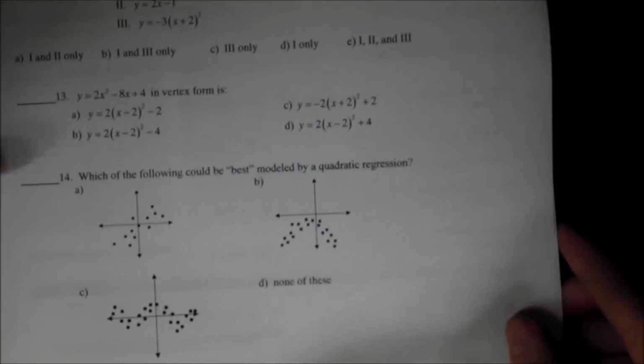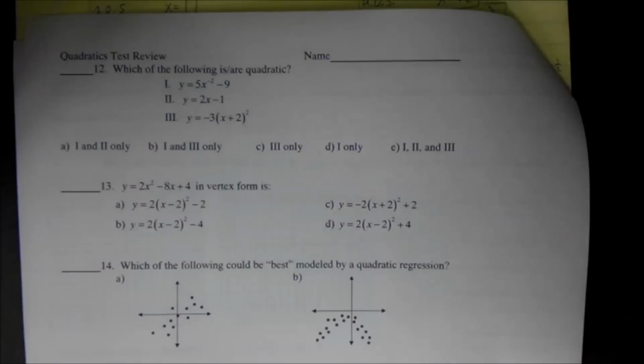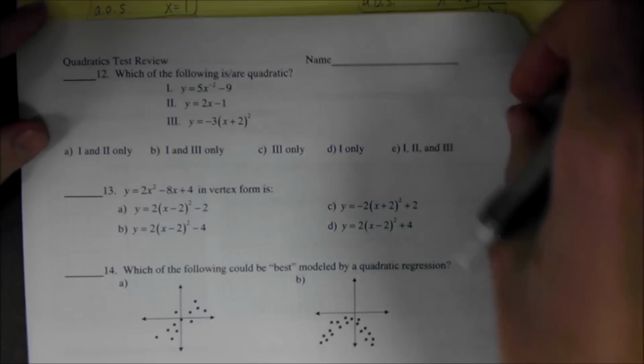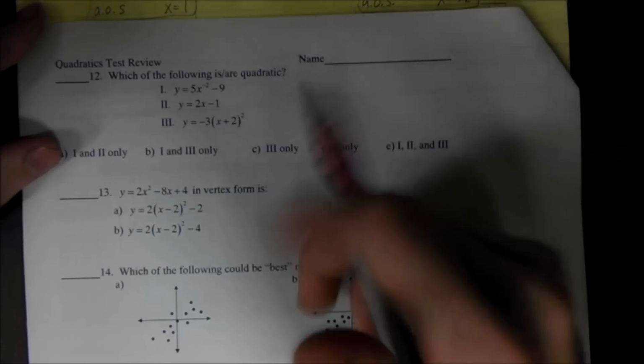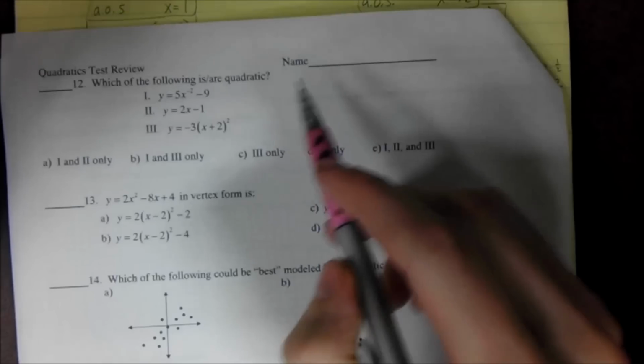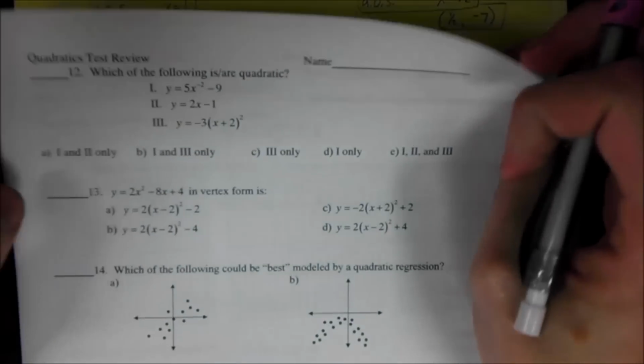Yeah, let's go ahead and do the back of the sheet too. Alright, so let's continue on to the back here. Number 12 says, which of the following is, or are, if there's more than one, quadratic?